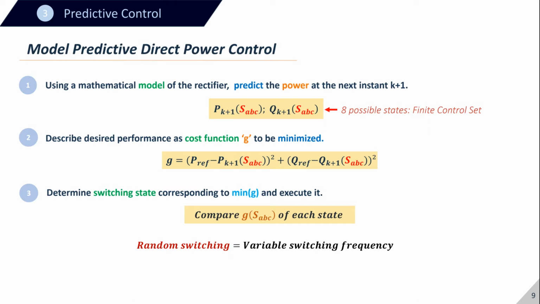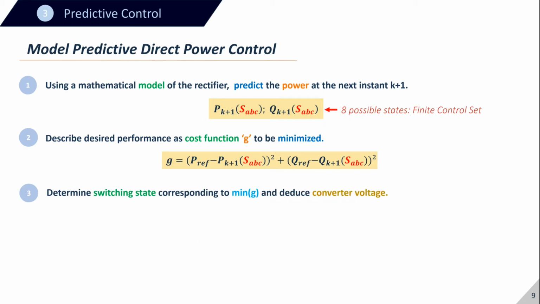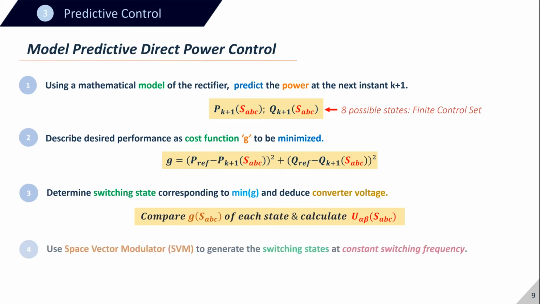Now, what we proposed to solve this is to not execute the switching state directly. Instead, we use it to deduce the converter voltage and then use space vector modulation to generate the switching states at a constant switching frequency of our choice.